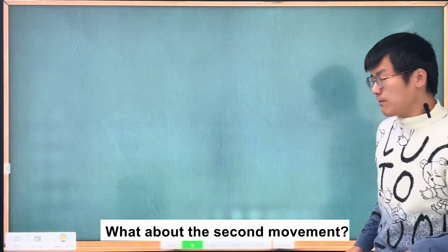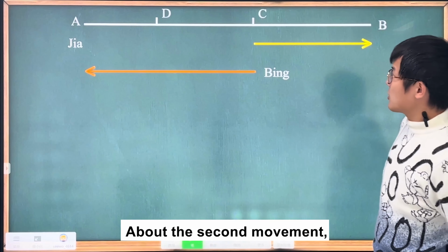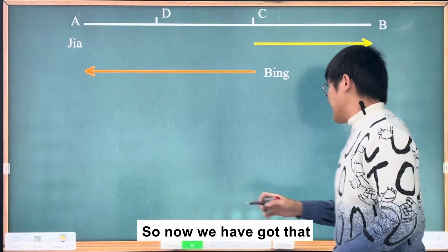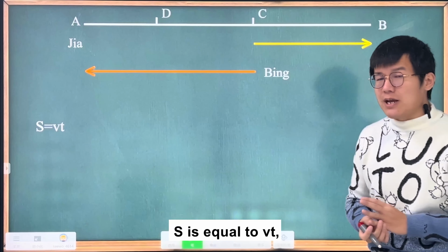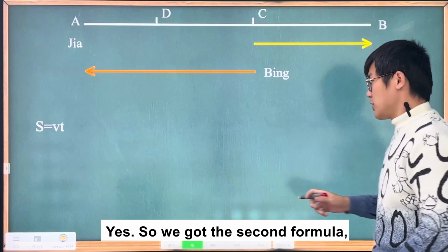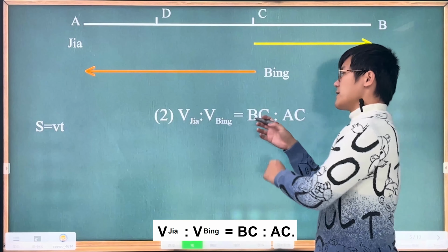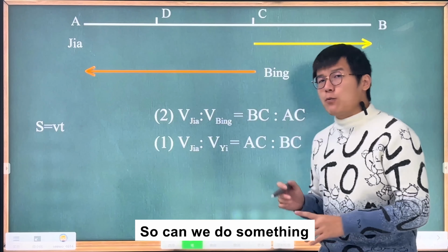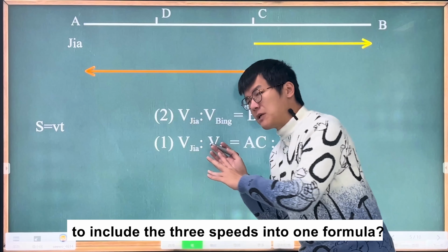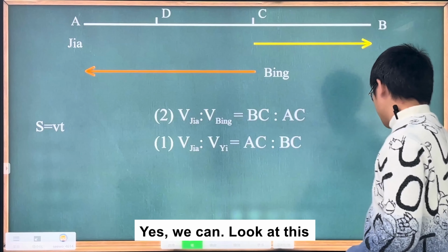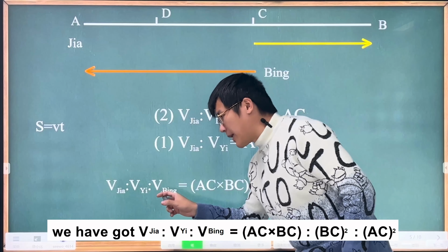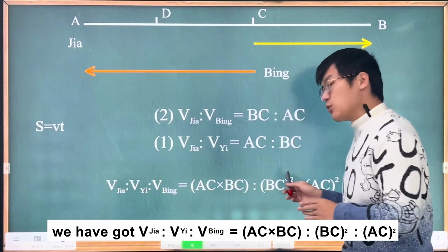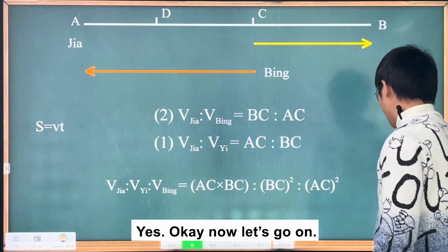What about the second movement? About the second movement, Jia starts from C to B. Bing starts from C to A. So now we have got that S is equal to VT and the time is constant too. So we get the second formula. V Jia to V Bing is equal to BC to AC. Don't forget that we have got the first formula. So can we do something to include the three speeds into one formula? Yes, we can. We have got V Jia to V Yi to V Bing is equal to AC times BC to the square of BC to the square of AC, right?